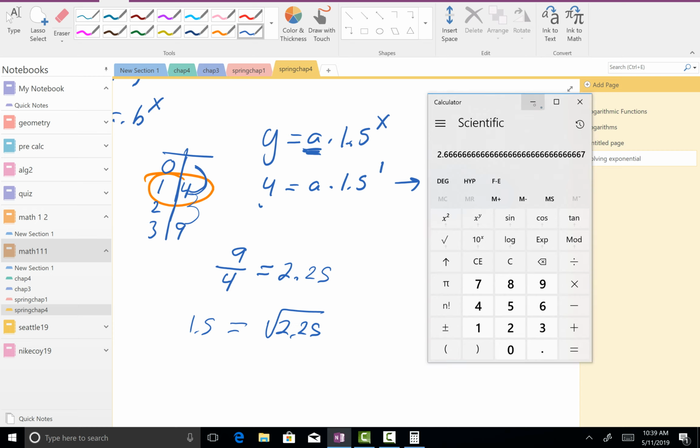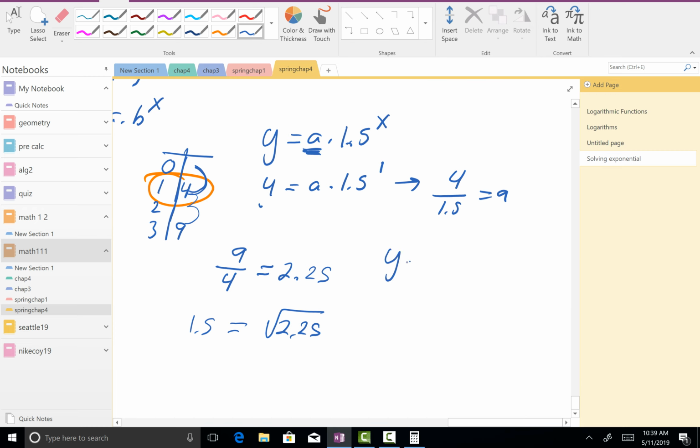.6 repeating. So there's my equation. So you could have done it that way. You could have written 2 equations.